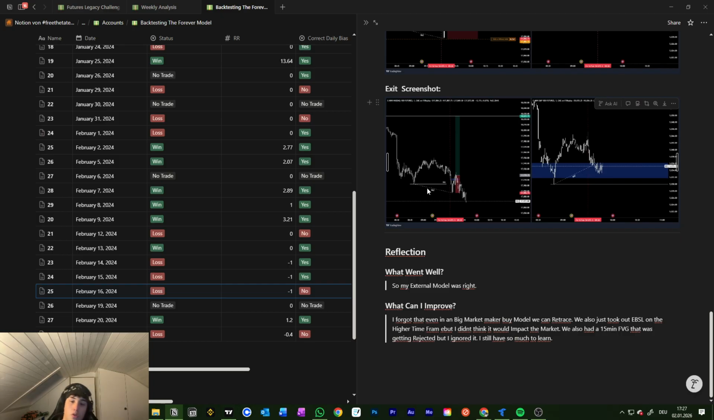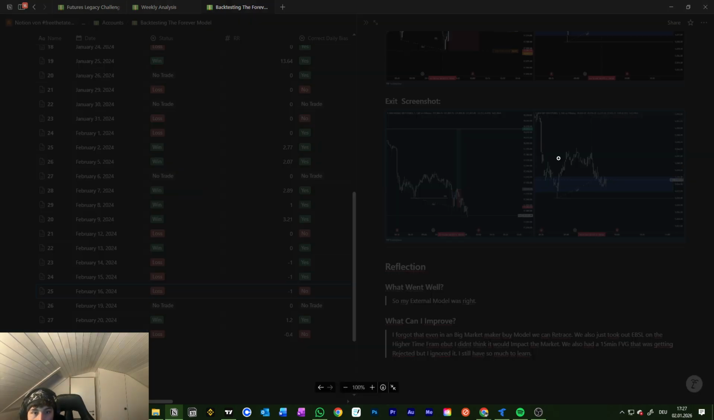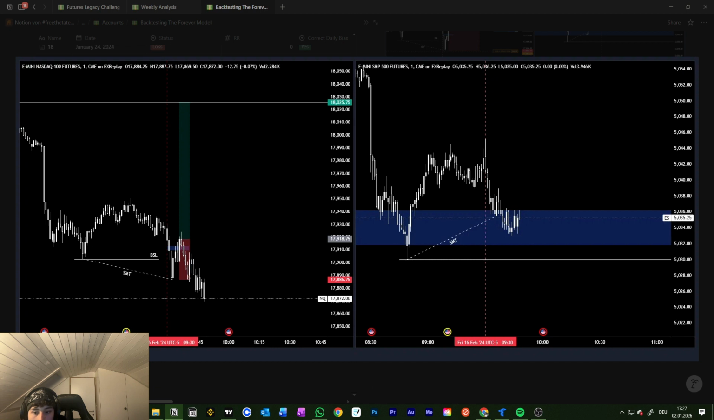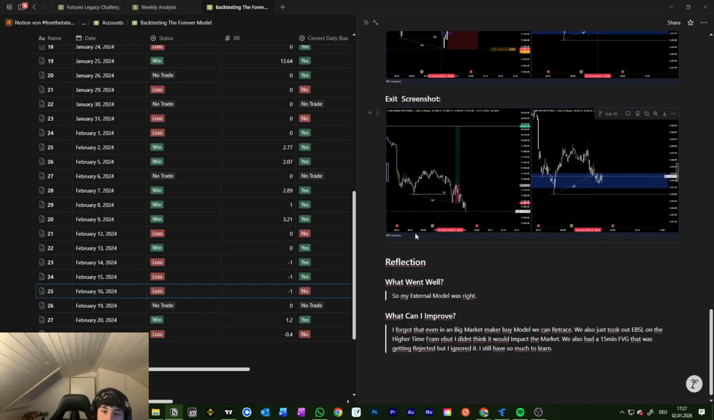So what went well? My external model was right, but I wasn't really patient, and I took the trade not on the leading index, and I didn't wait for my confirmation of tapping a fair value gap or something. Like that's open here, and after open I want to see a change in the state after we had a change in the state to the downside, and maybe I should have also looked at the higher time frames, and I didn't do that too.